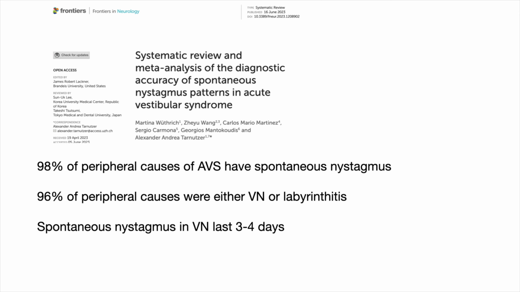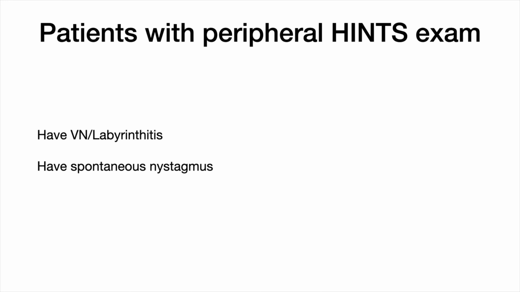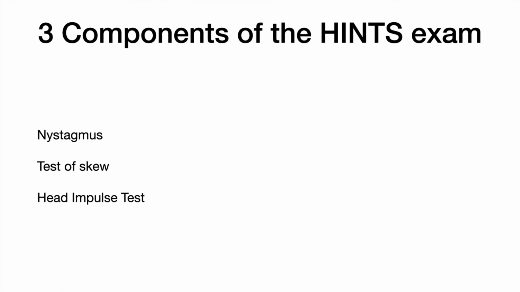So, virtually all the people with the acute vestibular syndrome from a peripheral cause have vestibular neuritis or labyrinthitis, and virtually all patients with vestibular neuritis have spontaneous nystagmus in the first 3 or 4 days. That would seem to have a significant impact on the usefulness of HINTS in patients who don't have nystagmus at rest. But before we get to that, let's first look closely at how and why the 3 components of the HINTS exam reliably identify vestibular neuritis in patients with constant dizziness and nystagmus. I'm listing them in the order that you should perform these tests.